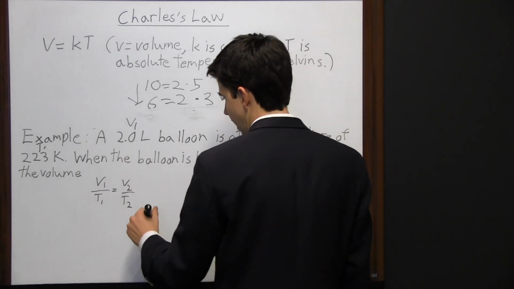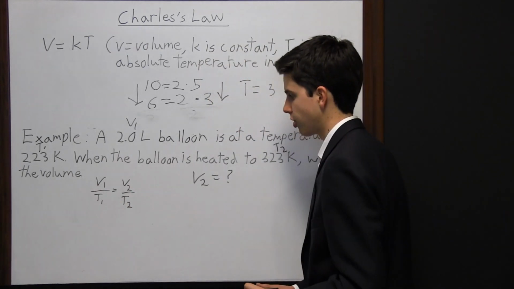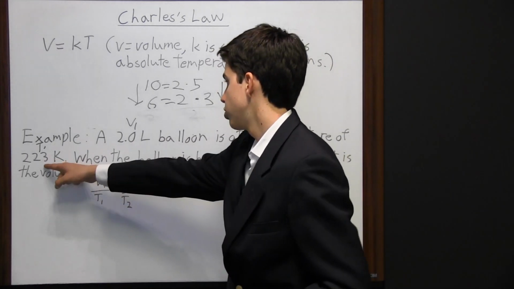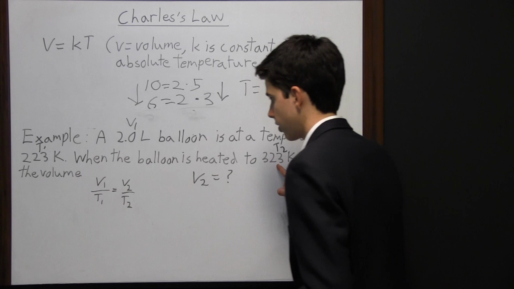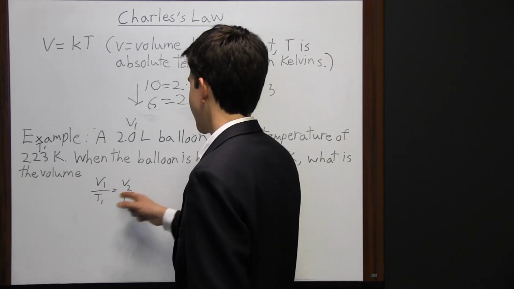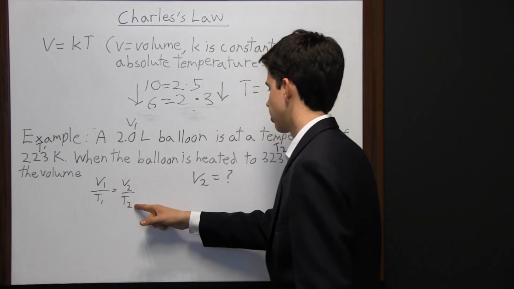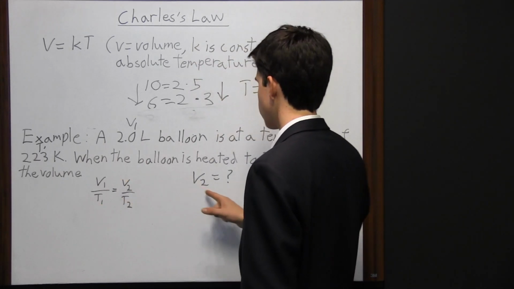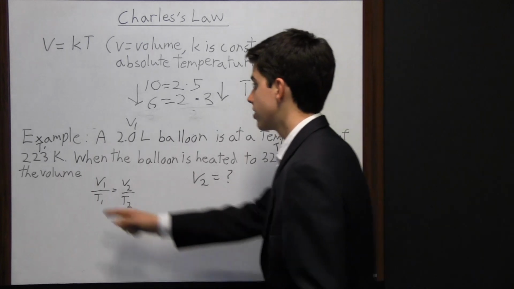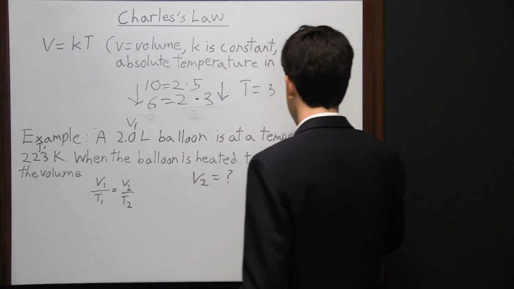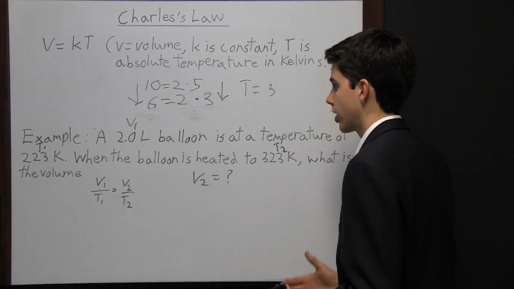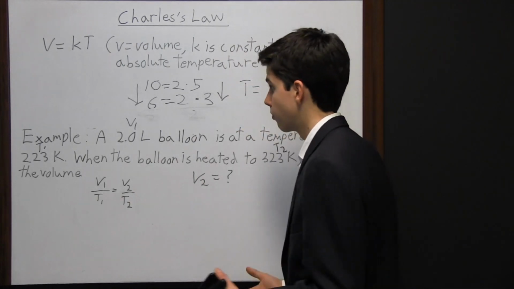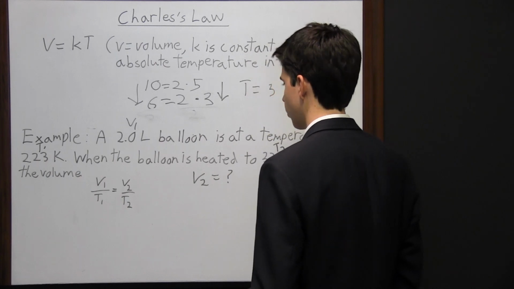So we need to get V2 by itself on the side of the equation. Now notice here that the temperature changed. It went from 223 to 323. So since temperature changed, volume also has to change here. So that's why we're looking for V2. And notice that temperature went from 223 to 323. So it increased. So we can also know that volume is going to increase. And we'll see that in a moment once we work this equation.